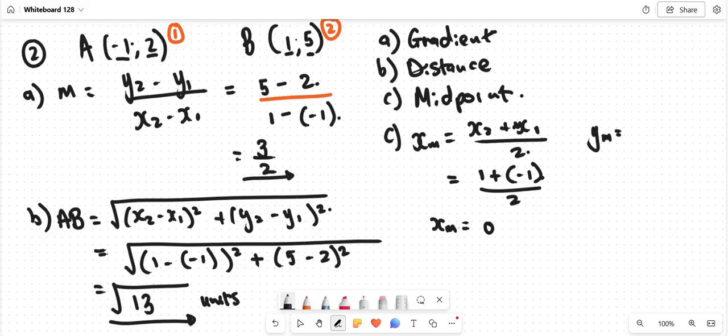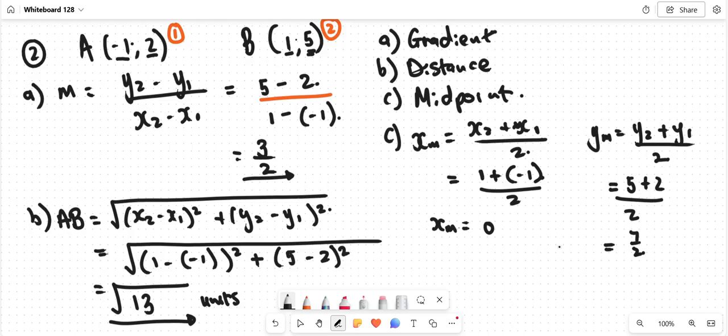To find the y coordinate of the midpoint, y of 2 plus y of 1 divided by 2. The y of 2 is the 5, adding the 2, and you're dividing by 2. And what does this give you? This one gives you 7 over 2.